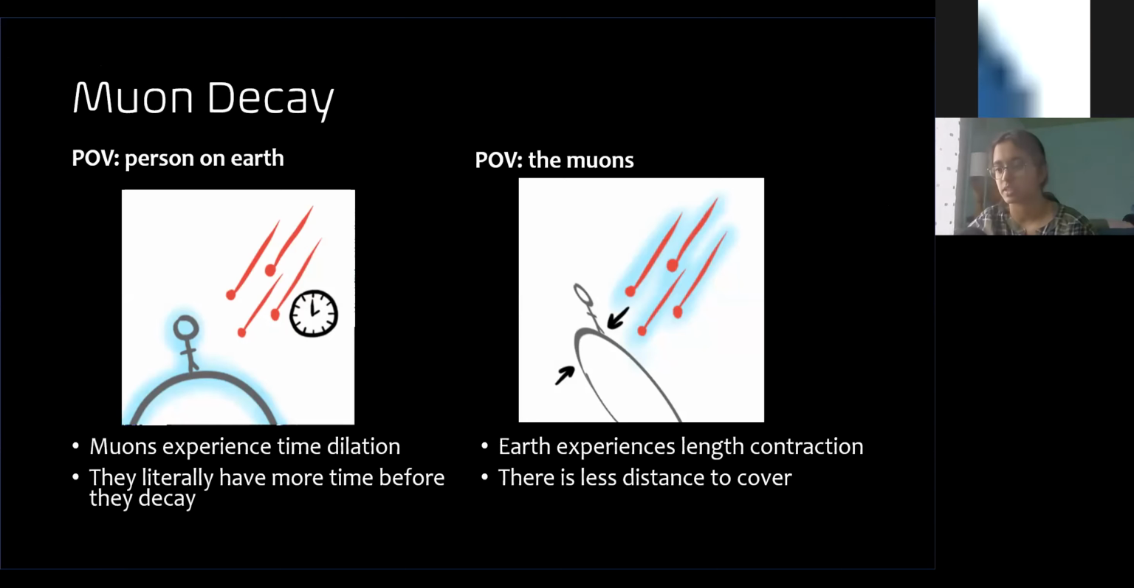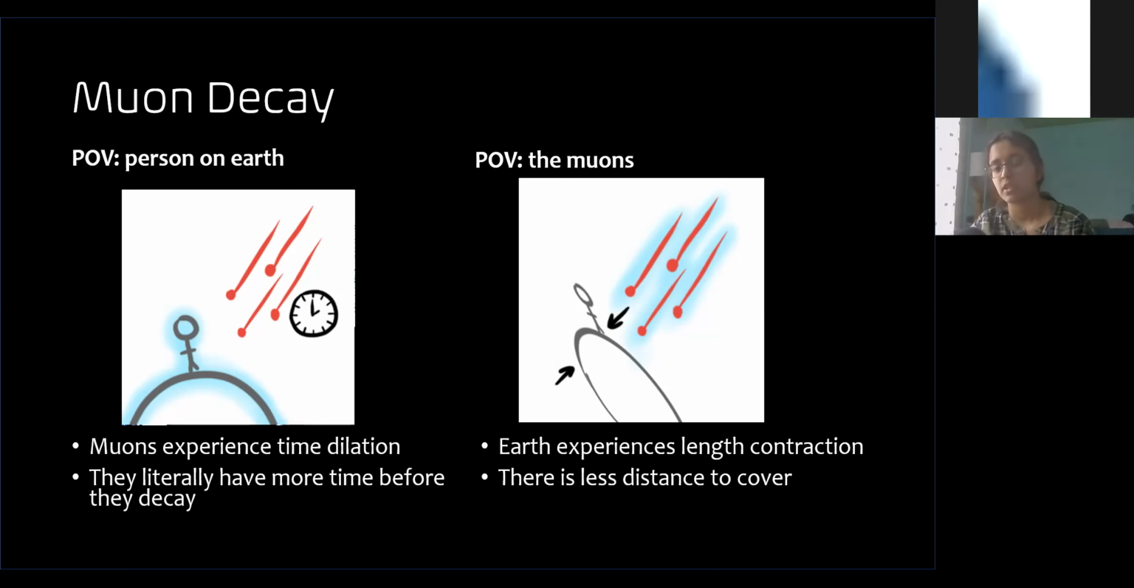The muons are moving relative to us. Since the muons are moving at a constant speed, they're in an inertial reference frame, and they should experience time dilation. They also experience length contraction, but that's not relevant right now. This effectively slows the muons down. It slows down their decay, so they have more time to reach the Earth's surface.